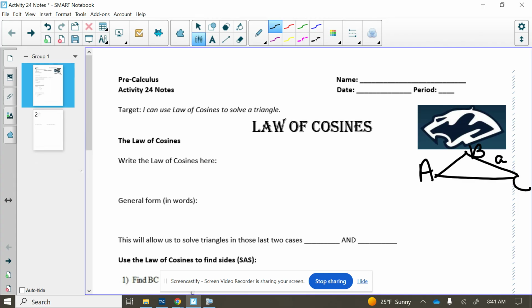Side little a is across from big angle A. It's basically side BC. Little b is the side across from big B. That's side AC. And then little c would be the side across from angle C, aka side AB.